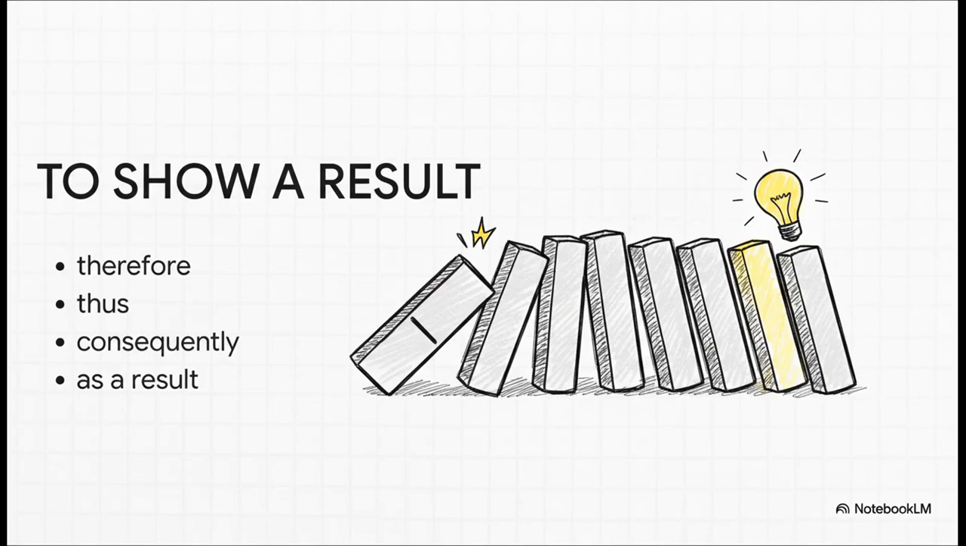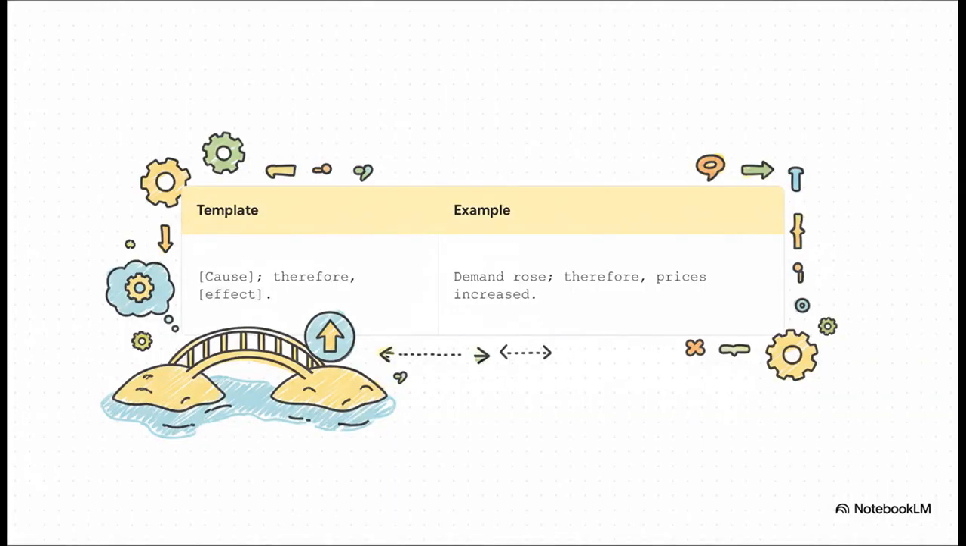Next up in the toolkit, we've got the heavy hitters, the words that show cause and effect. These are the ones that connect an action directly to its outcome. Words like therefore, thus, and consequently draw a straight, undeniable line for your reader. I mean, you can't really get any clearer than this, can you?